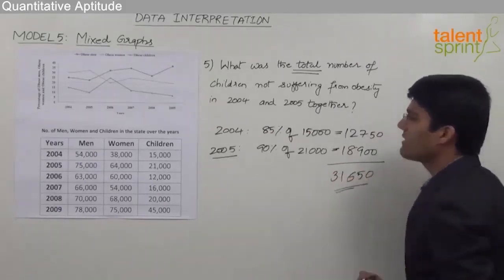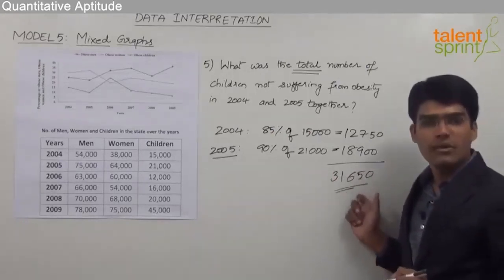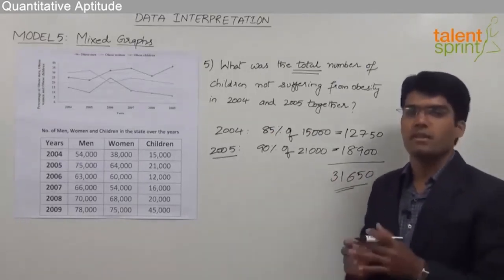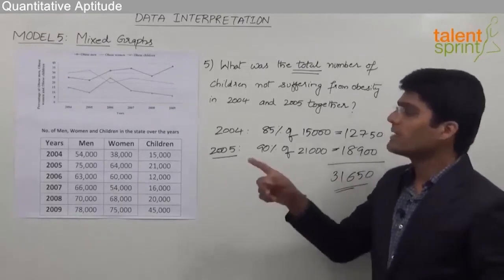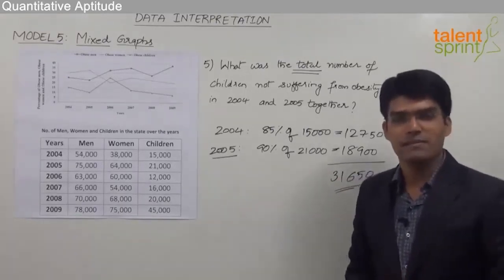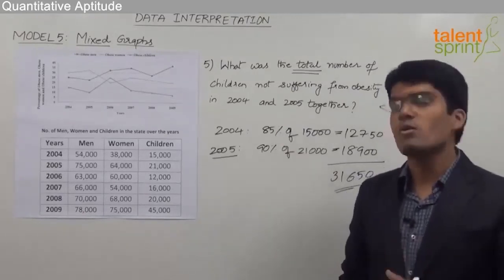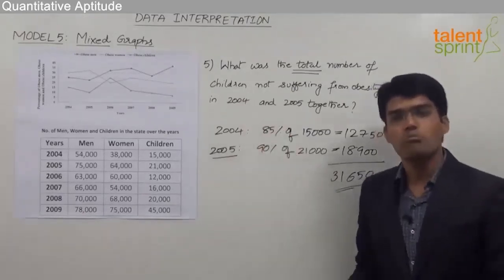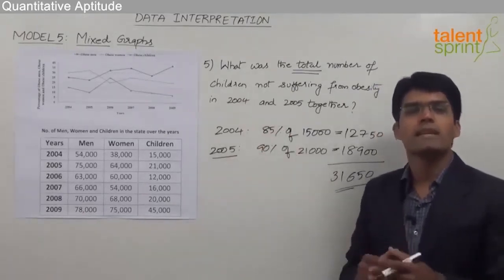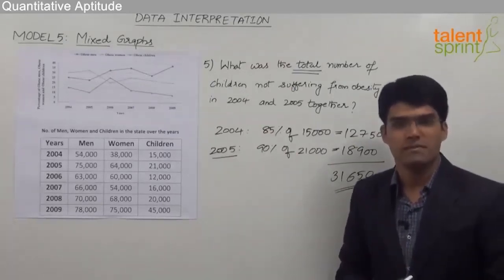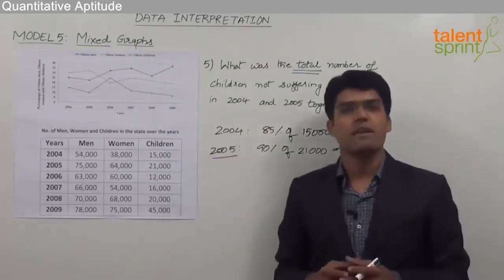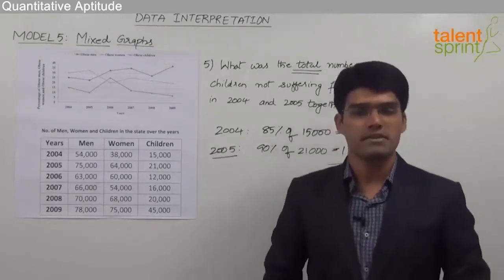So this is the answer for the last question here. That is 31,650 children were not affected by obesity in the year 2004 and 2005 together. So this is how we solve the questions related to mixed graphs. It is all about understanding the given data properly, picking up the right values and doing the calculations as fast as possible. So with this mixed graphs, we have finished the complete data interpretation part.